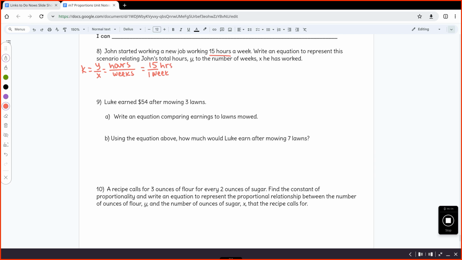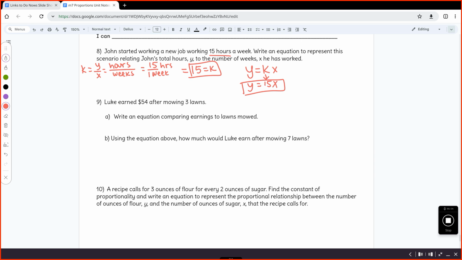Write an equation that represents the scenario relating John's total hours to the number of weeks. So now we're going to do 15 divided by 1, and you get 15. All right, so, which is our K, right? Once you know K, you just input that in Y equals KX. We're going to replace K with 15, and now we get our equation, Y equals 15X.